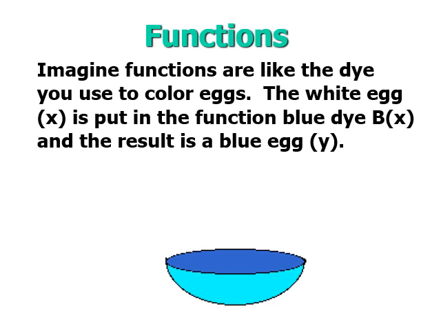Imagine functions are like the dye you use to color eggs. The white egg, x, is put in the function blue dye, call it b of x, and the result is a blue egg, call it y. So our input was a white egg, we put it into our function, which was the dye, and we got a blue egg out.